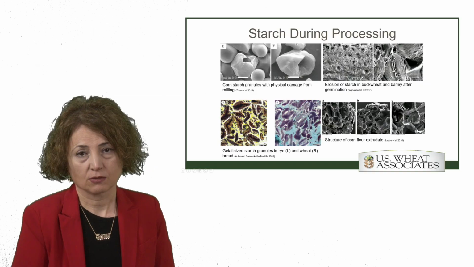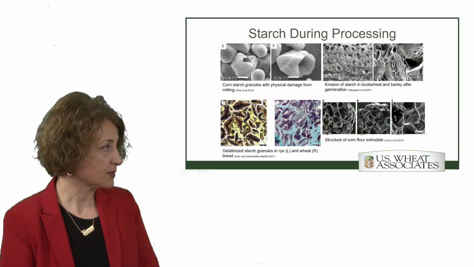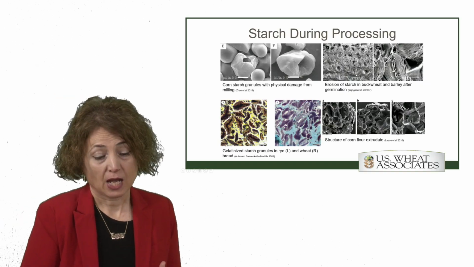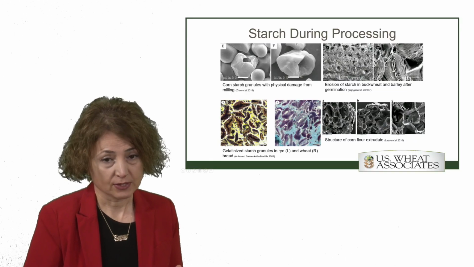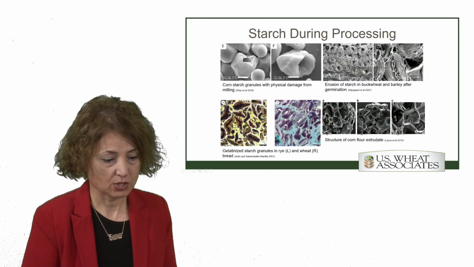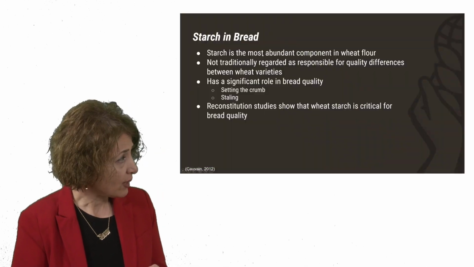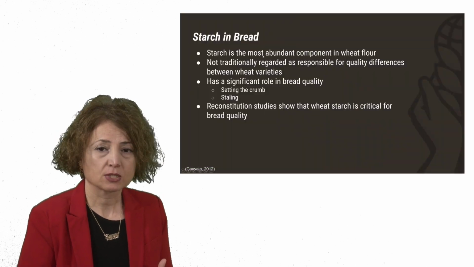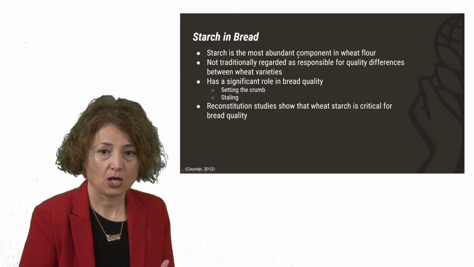And we will see those granules in the pre-harvest sprouting. But enzymes can also partially hydrolyze the starch granules, and there will be some changes in the granular structure. So, starch in bread: starch is the most abundant component of the wheat flour.